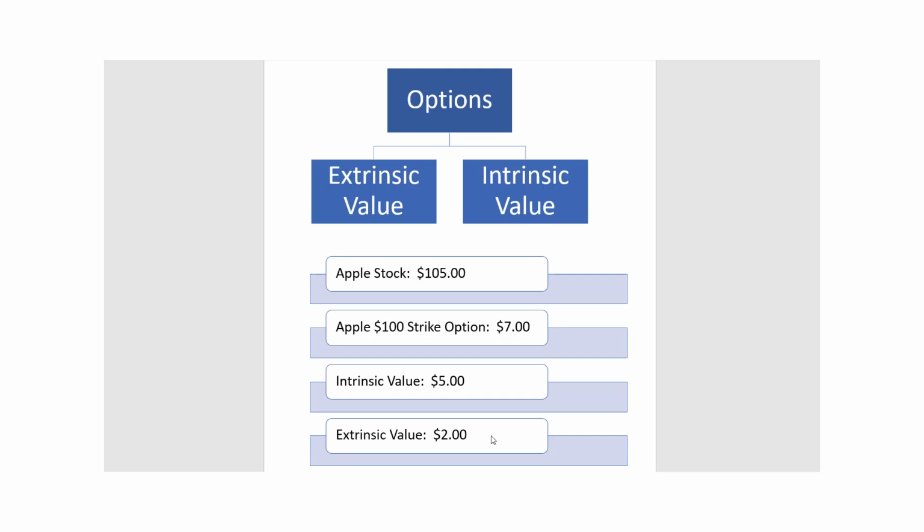Now, let's take another example. Imagine that the strike price we're looking at is 110. So the Apple stock is $105, and we're looking at the 110 strike option. And imagine it's selling for $7. The intrinsic value in that case would be zero because the strike price is higher than the stock price. If you take 105 minus 110, that would be a negative number. We know the intrinsic value can't be negative, so it would just be zero. That means that the entire value of that option is all extrinsic value, $7 in that example.